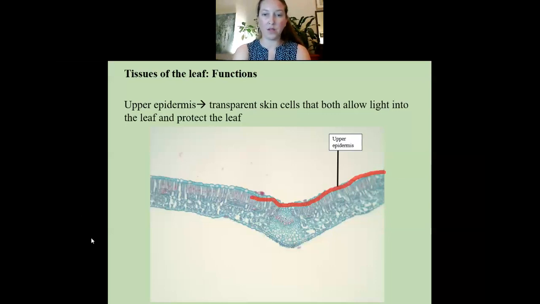So like here's the sun, right? And the light can, oops, hey, I didn't know I can move stuff. And the light is able to enter the leaf through the transparent upper epidermis. The upper epidermis also helps protect the leaf, right? Because it's that layer of skin cells, just like our skin cells help protect us.